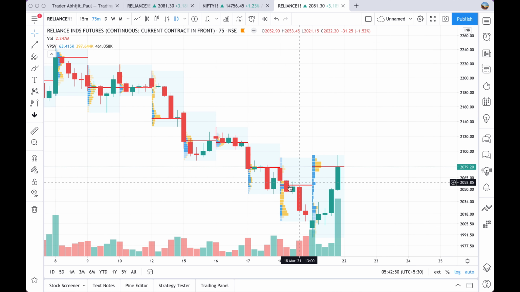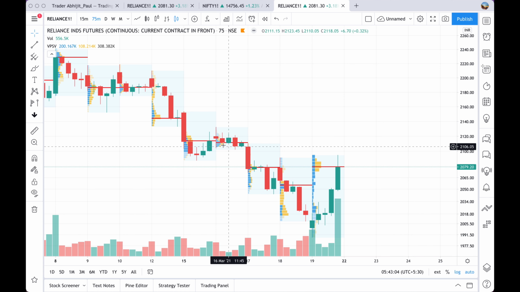Similarly, the day before that, this was the point of control. This was a chunk of, it was a well spread day. As it was selling off, we can see that the volumes happened throughout. The day before that was more of a sideways day. The day before that was very flat for Reliance.